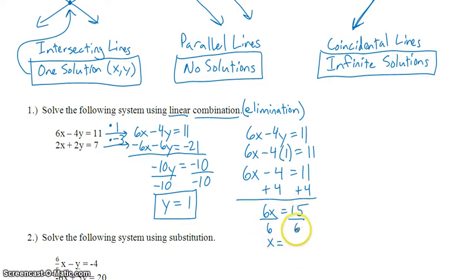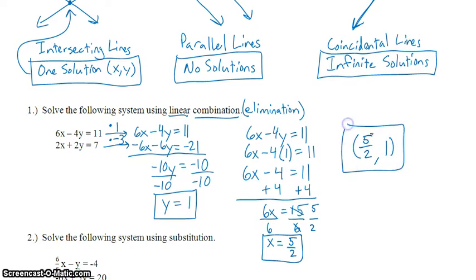15 divided by 6. Both 15 and 6 are divisible by 3. If I divide 15 by 3, I get 5. And if I divide 6 by 3, I get 2. So my answer as an ordered pair is 5/2, 1. I have one solution, and it's the point where both of these lines would intersect. As an ordered pair, it would be 5/2, 1.